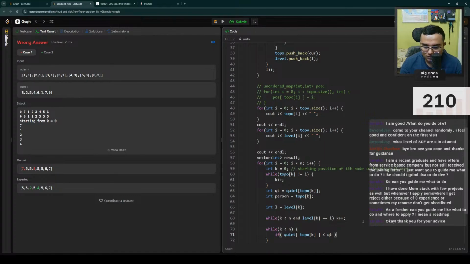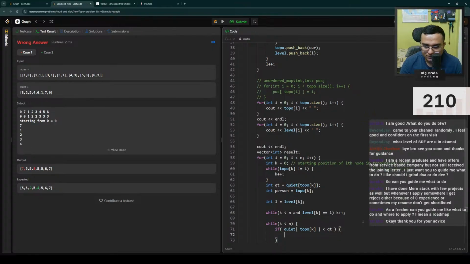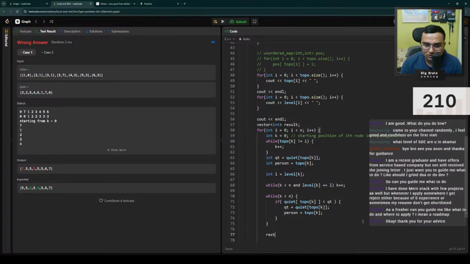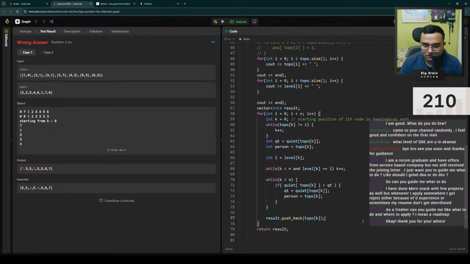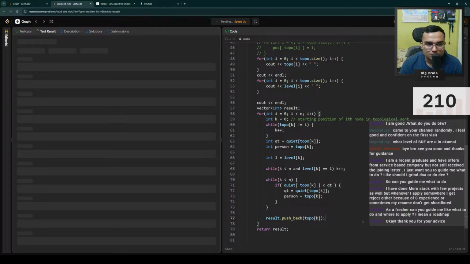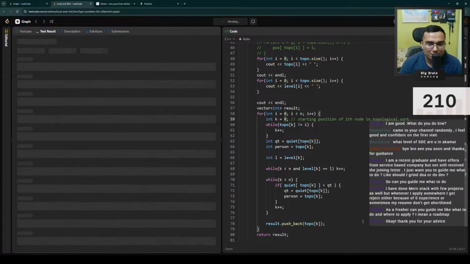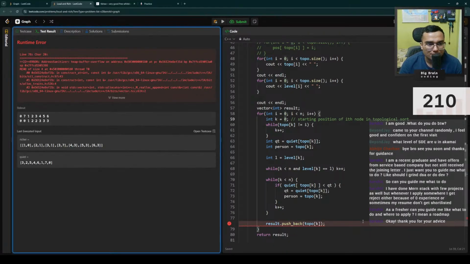If it is less, then what do we do? Qt equals quiet of topo of k. Easy. And then I have to record this person, so person becomes topo of k. At the end, result dot push back topo k. Let's see. Shit. K plus plus. Fuck.